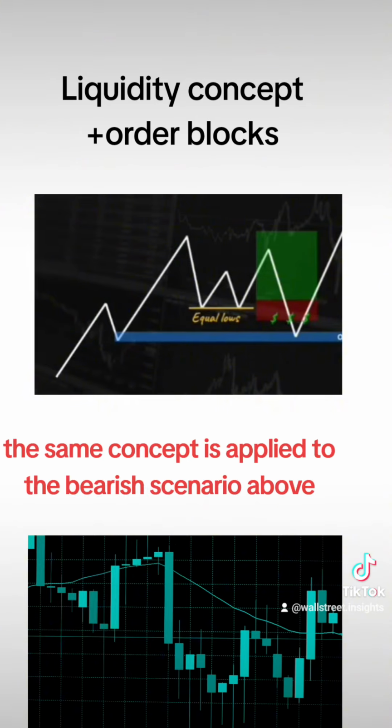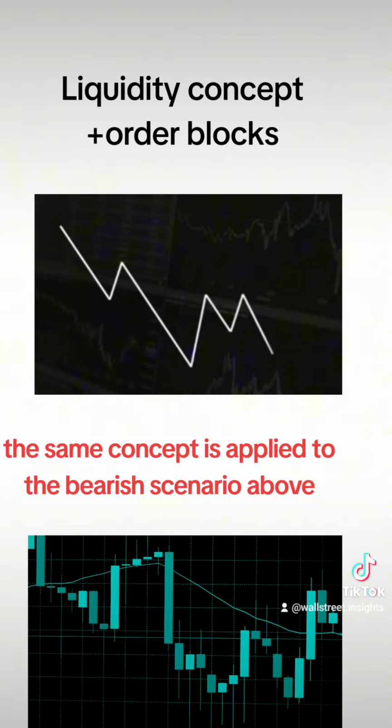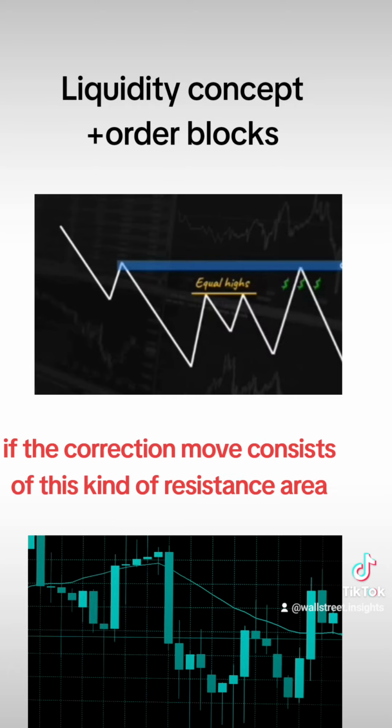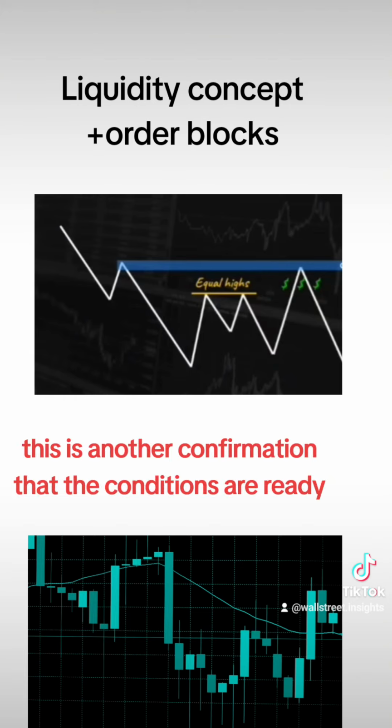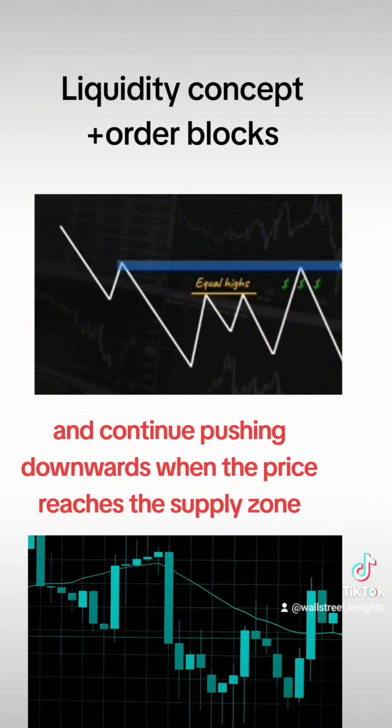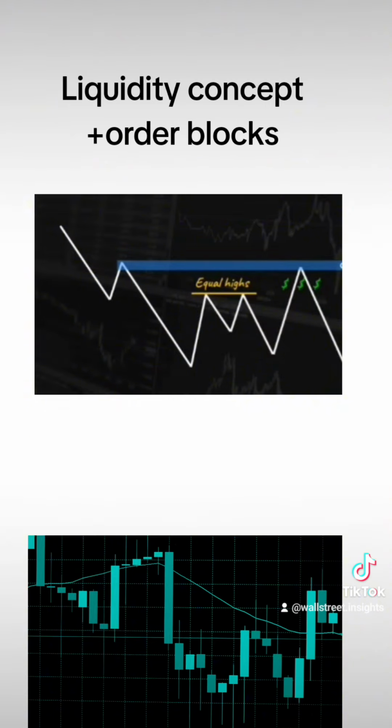The same concept is applied to the bearish scenario. Above the equal highs contain lots of liquidity. If the correction move consists of this kind of resistance area, this is another confirmation that the conditions are ready for smart money to grab the liquidity and continue pushing downwards when the price reaches the supply zone.